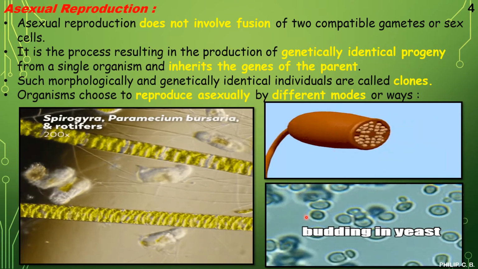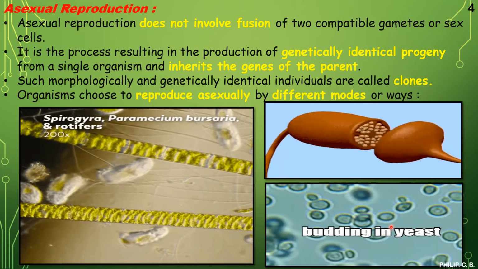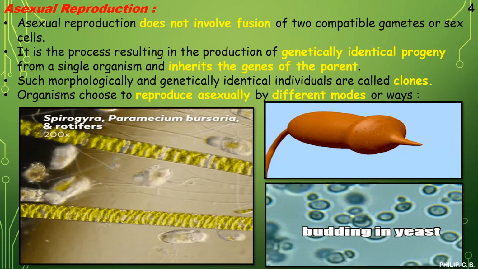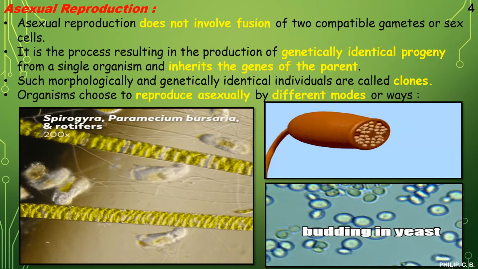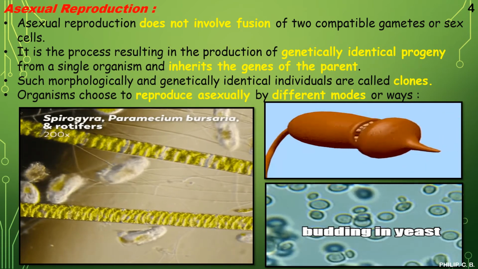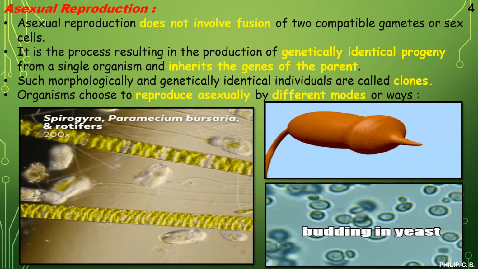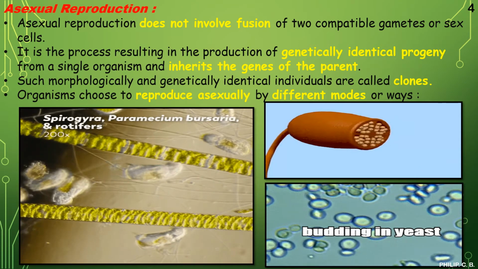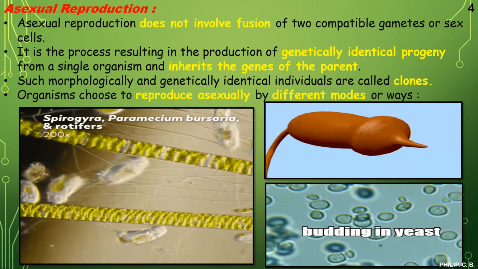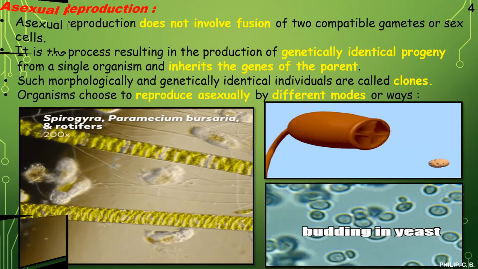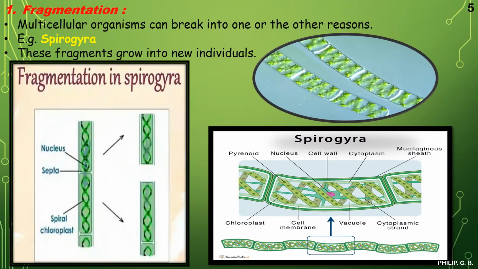Then here you can see a fungal species burst open to release the spores, thereby carrying out reproduction. Then third, budding in yeast. So yeast, as you can see, forms buds, and in continuation it forms new individuals, which is again an asexual mode of reproduction. Now moving further to the three types which we are learning.